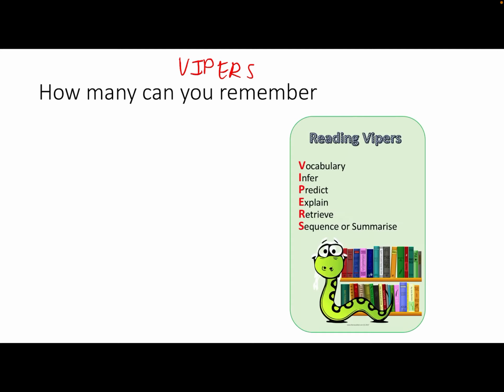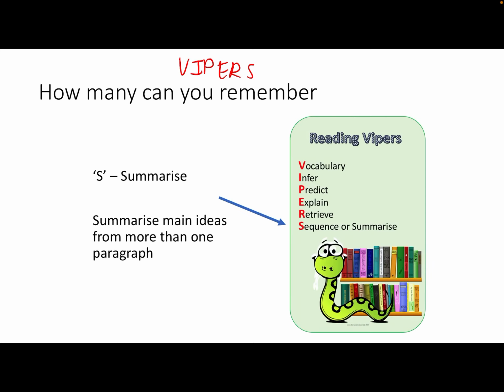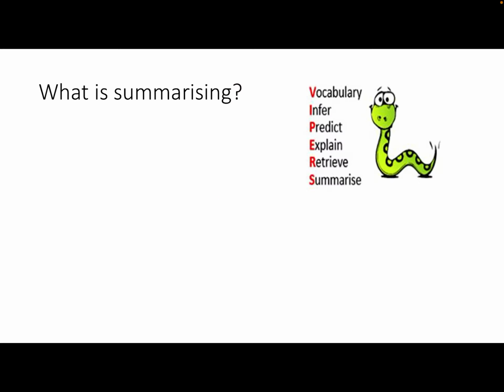So we have V, vocabulary, E, infer or inference, P, predict, E, explain, R, retrieve, S for mainly summarising but a little bit of sequencing in there as well. And as you know, we are focusing on summarise, but we do have a little bit of sequencing in here today. So can you remember what summarising is?